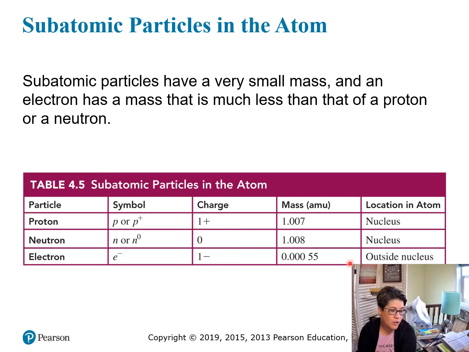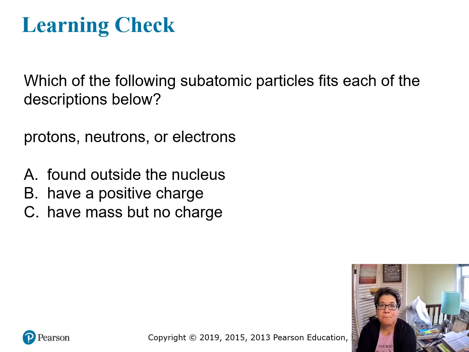So if your proton was a textbook, an electron would weigh like a piece of paper out of the textbook. It's way, way smaller. So let's see if you can identify which one fits the descriptions here, and then I'll show you the answers.